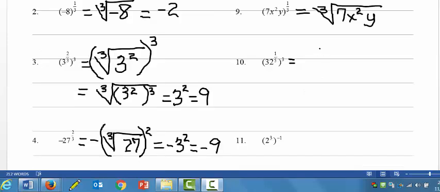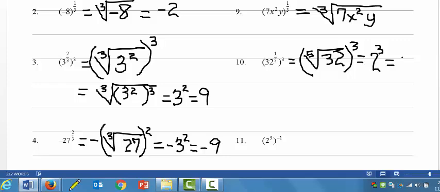32 to the 1/5 is actually the 5th root of 32. And this is raised to the 3rd power. So this is really 2. The 5th root of 32 is 2. This is 2 cubed, which is 8.